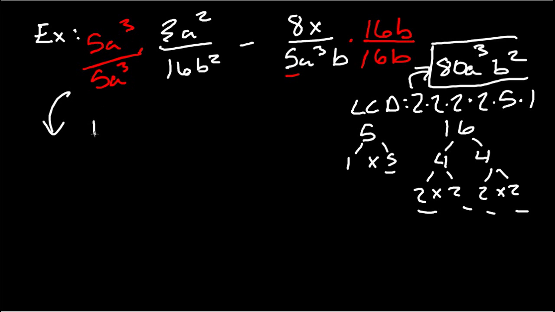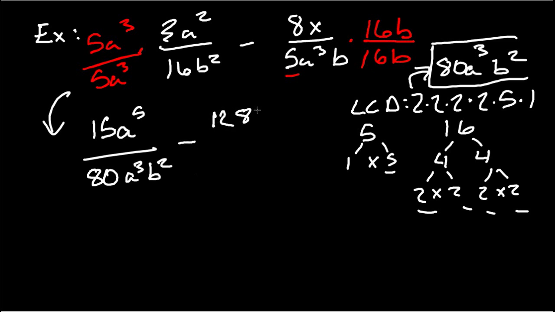So let's do this arithmetic. 5 times 3 gives me 15. And a cubed times a squared, you all know how to multiply exponents. You just add them. So this would give me 15a to the 5th over our least common denominator, which would be 80a cubed b squared. Now we're going to be subtracting. 8 times 16 is going to give us 128, and then x times b is just bx over, again, our least common denominator, 80a cubed b squared.